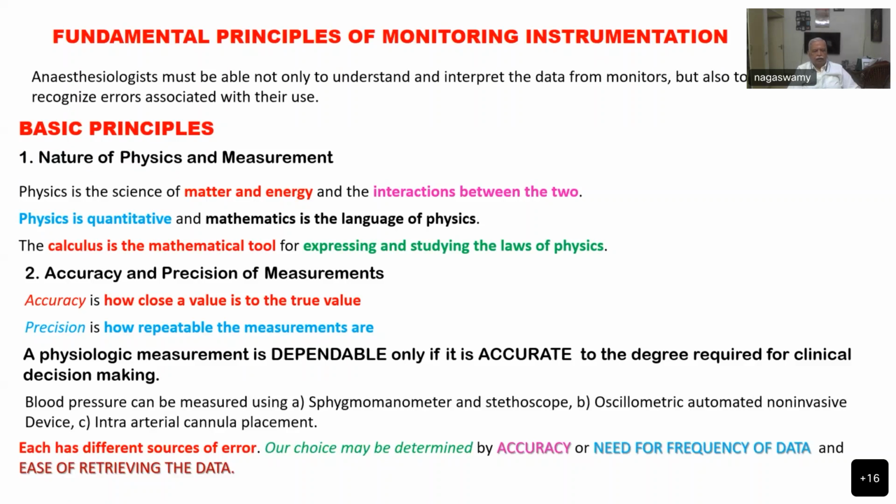So if you are doing a minor case like a hernia and you want to measure the blood pressure, you just want it to be accurate so that you will know whether there is hypotension after spinal or not. Whereas if you are doing a cardiac case, you need to put in an arterial catheter so that you can measure repeatedly and have continuous data. So knowing the difference between accuracy and precision helps you determine what type of monitoring to use. That is the basis.